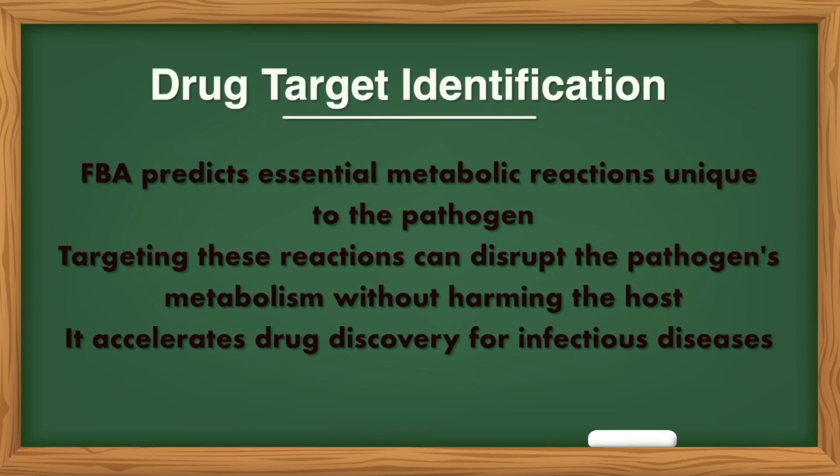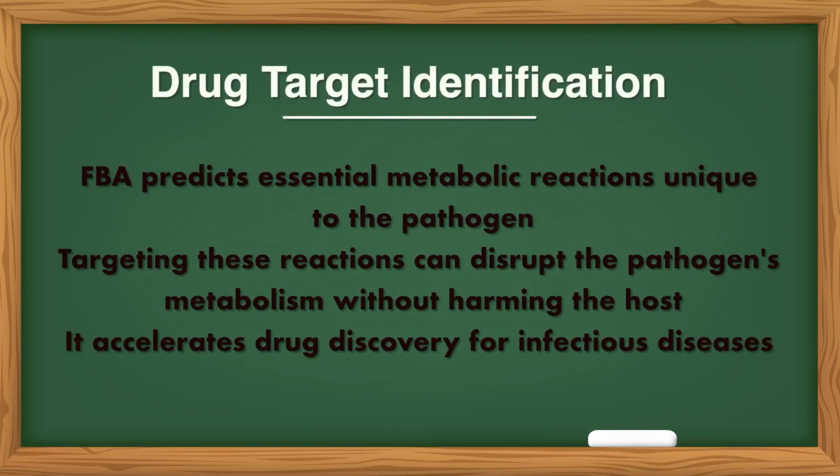Now, we will look at another case study, that is the drug target identification. The objective would be the identification of potential drug targets in pathogenic microorganisms. How does FBA help here? FBA predicts the essential metabolite reactions unique to particular pathogens. Targeting these reactions can disrupt the pathogen's metabolism without harming the host. It also accelerates the drug discovery for infectious diseases.